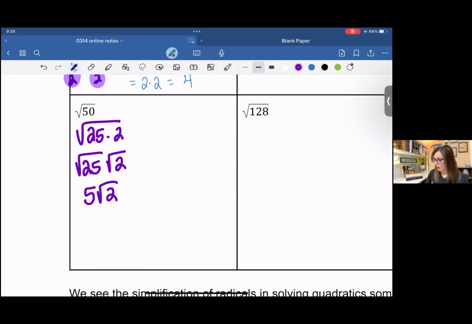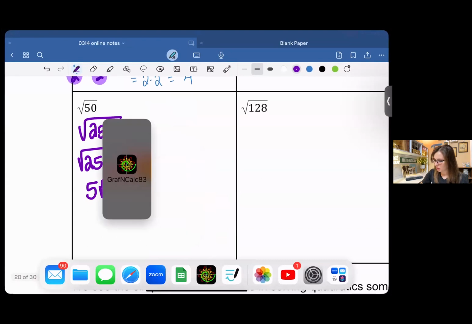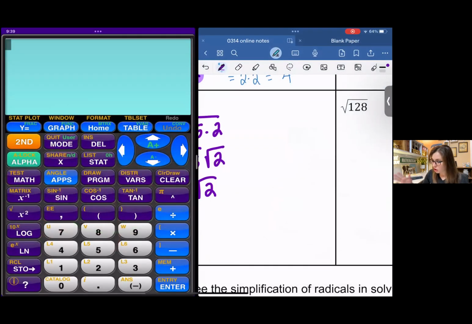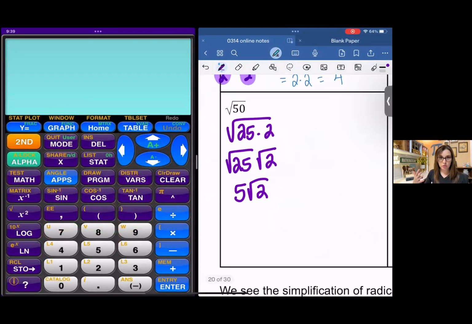And let me show you a quick hack. If you're unsure about whether you got the right solution, type in square root of 50 in your calculator, 7.07. Now type in 5 square root 2. I got the same answer, so I know that those two numbers are equal. Square root 50 is equal to 5 root 2.